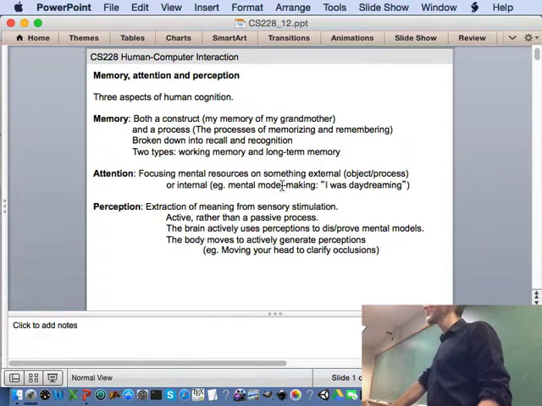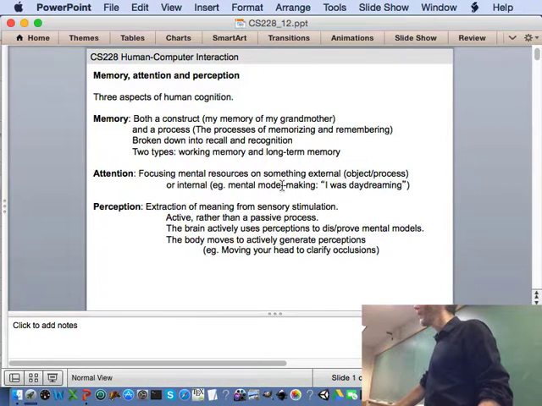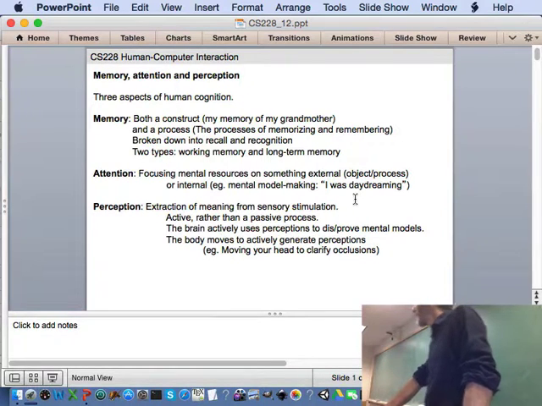Internal may be daydreaming, right? I'm actually updating my mental models, or I'm thinking about what happened yesterday or an hour ago, and I'm using my mental models to think about what's going to happen this afternoon or tomorrow or next week or next year. Okay. Perception is very different from sensation, and we're going to come back to this later in the course.